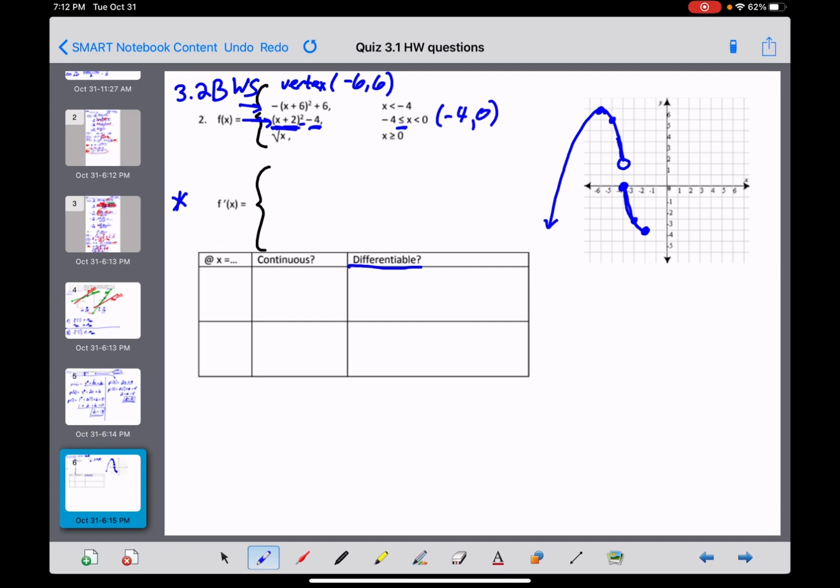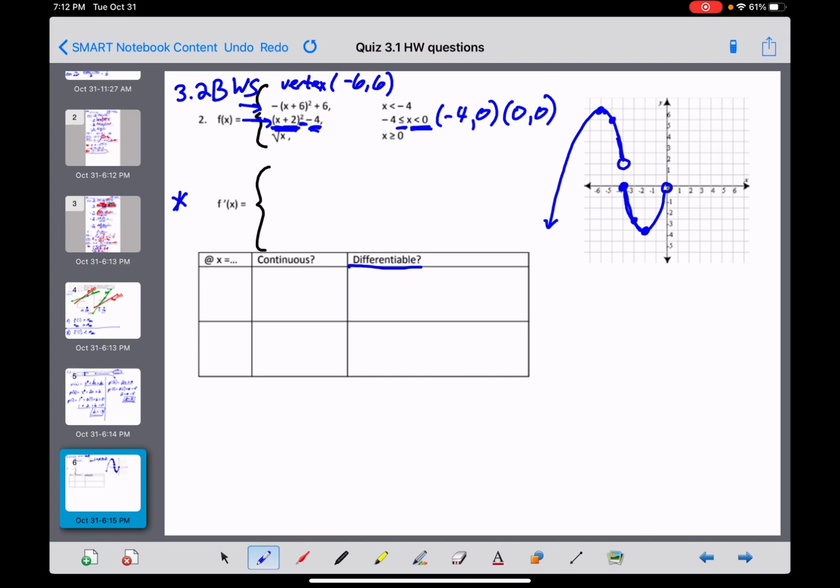Now for the right side, it goes all the way to x is less than 0. So what happens when we put a 0 in there? 0 plus 2 is 2, squared is 4, minus 4 is 0. That ought to be an open dot then at the origin at 0, 0.